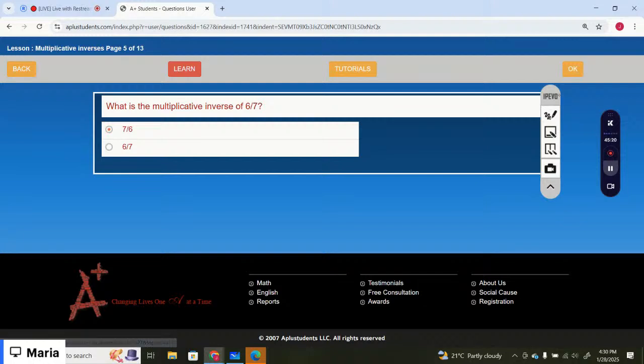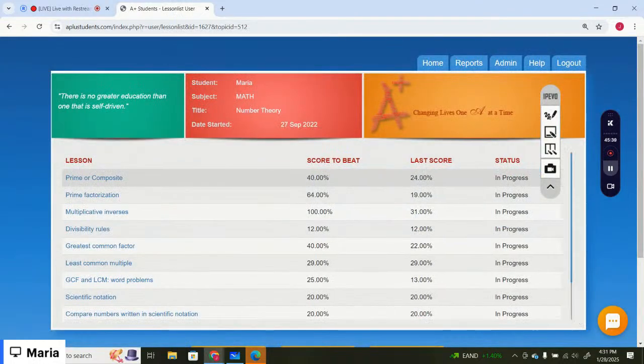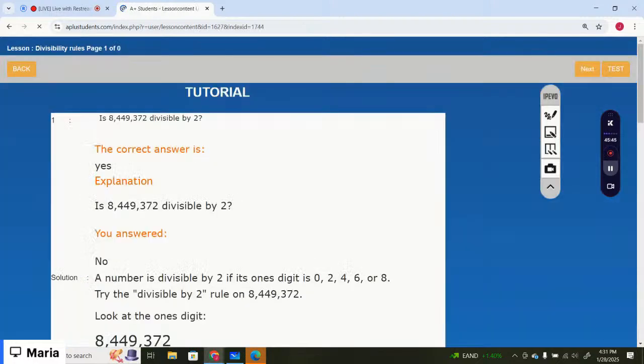Okay, you can complete the lesson by yourself later today. Let me just move on to the next lesson. The next lesson is divisibility rules. So let's just start with the lesson.